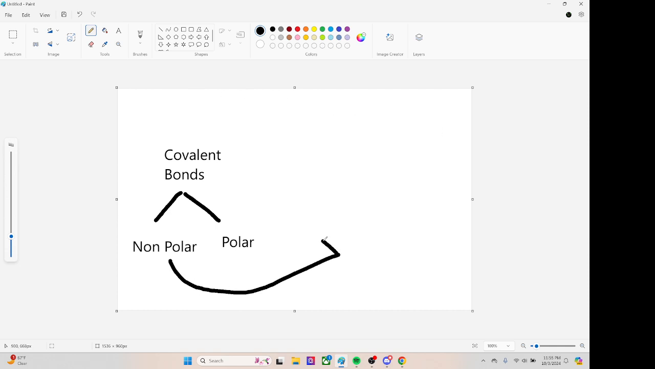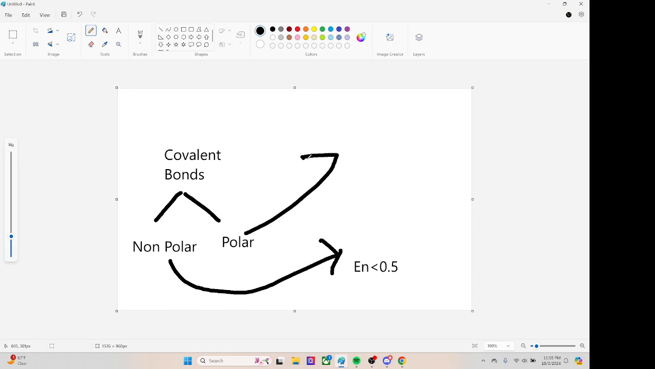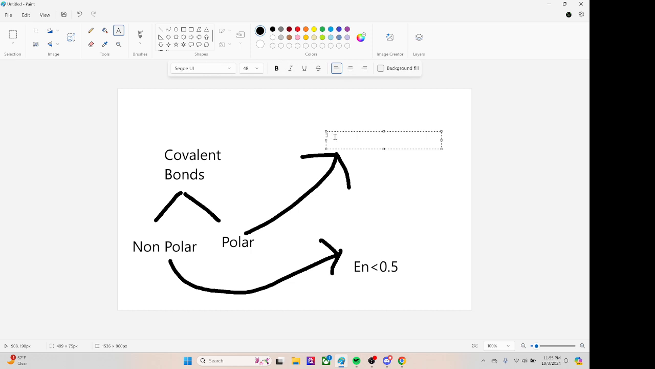So for that, the electronegativity difference will be less than 0.5, while the polar will have to be greater than 0.5 and less than 1.7. Anything more than this would be considered ionic. Anything more or less than this range, these limits, is considered ionic, right? If it's anything less than this, it would be considered non-polar. Anything more than 1.7, of course, would be ionic.